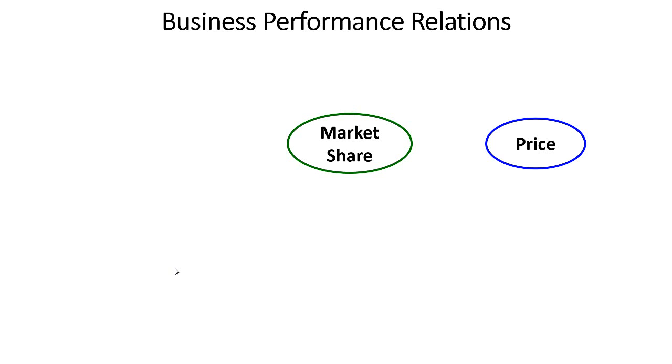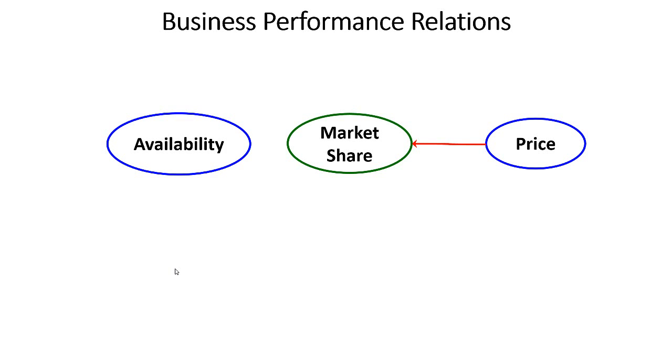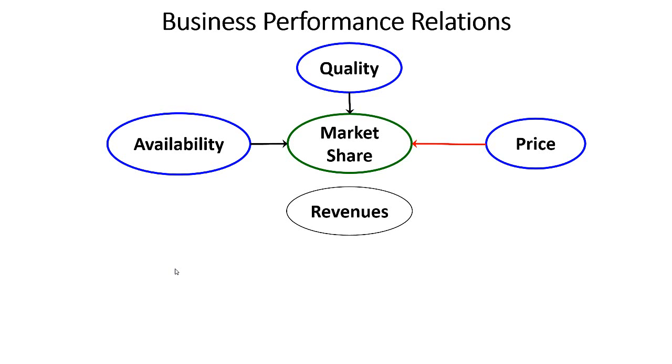Let's look at how the price that we offer our products and services will impact market share. As price goes up, we tend to see a reduction in market share. So we have an opposite relation. But as the availability of our products and services increases, we have a tendency to be able to grab more market share. So we have a like relationship. Increases in availability cause increases in market share. As the quality of our products and services increase, we also tend to increase our market share.